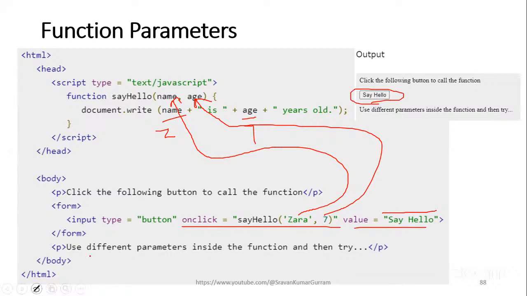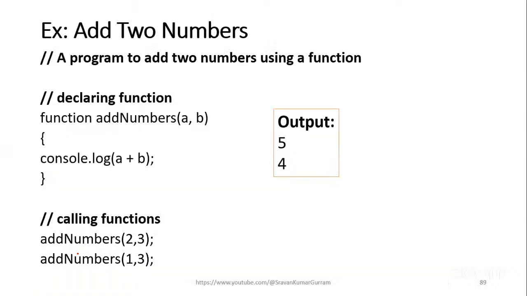Then you can use different parameters inside the function and then try. This is for your information only. This is not a part of the actual code. So this is about how to use parameters in the functions. Let me give a simple example. Declaring a function, or you can say defining a function.